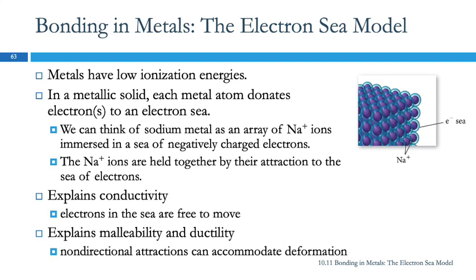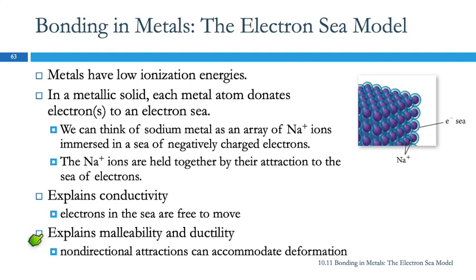This bonding model explains how metals conduct electricity. Electrical conductivity requires that you have charged particles that can move. Well, the electrons here are not tied to any individual atom or ion. They are free to move, and so it'll conduct electricity.